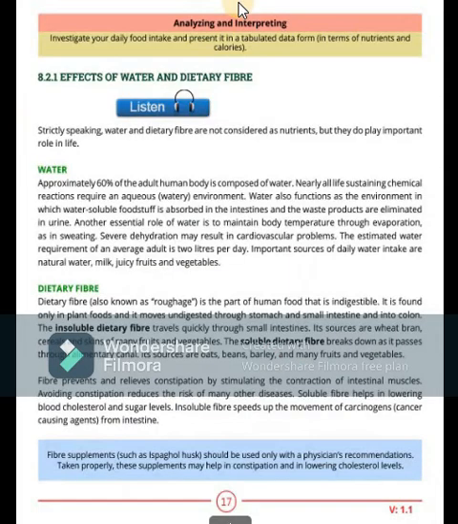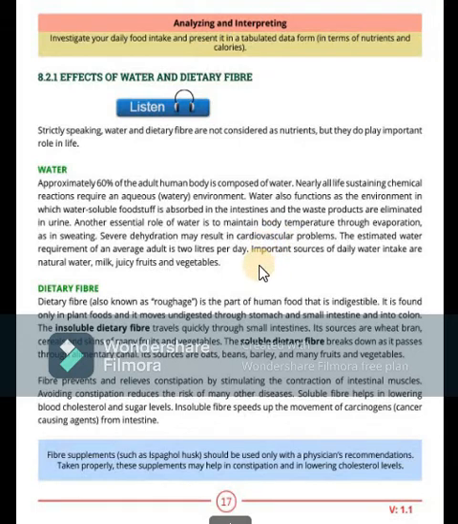The next thing is the effects of water and dietary fiber. What is the effect of water and dietary fiber in our life? So water is obviously necessary for the body. Nearly all life-sustaining chemical reactions require an aqueous environment, and need water. Water also functions as the environment in which water-soluble foodstuff is absorbed in the intestine and waste products are eliminated in the urine. Another essential role of water is to maintain body temperature through evaporation, as in sweating. Severe dehydration may result in cardiovascular problems.